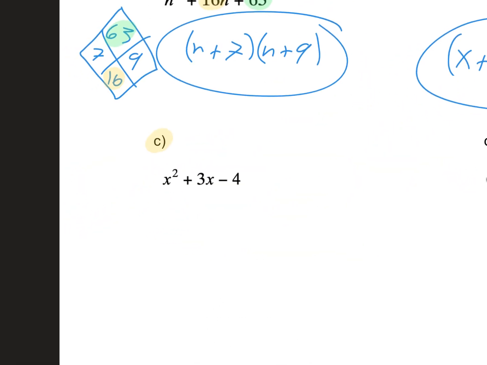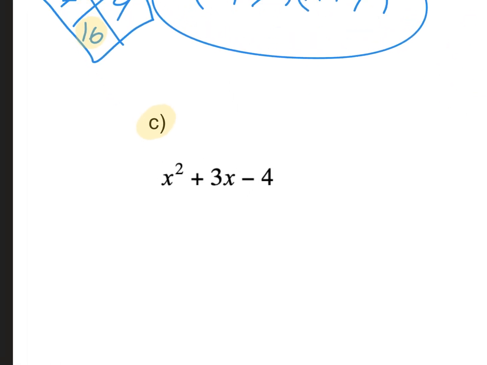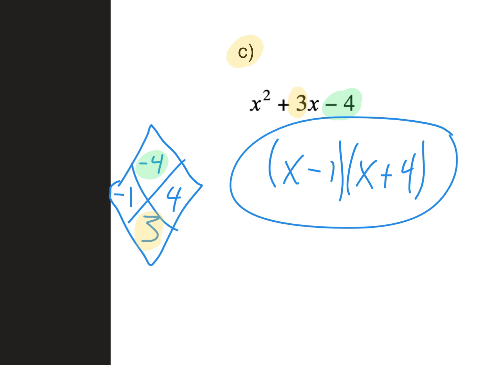All right. Go ahead and try problem C. All right, I got my final answer to be x minus 1 times the quantity x plus 4. I got my two factors to be negative 1 and positive 4 because those multiply to get negative 4, but they add together to get me positive 3. So if you switch the negative sign on accident, this would be the proper answer.